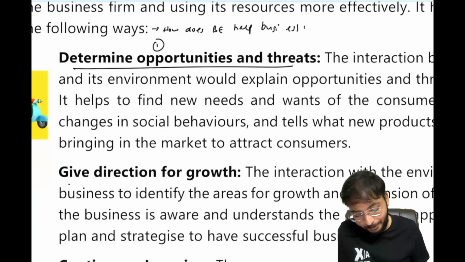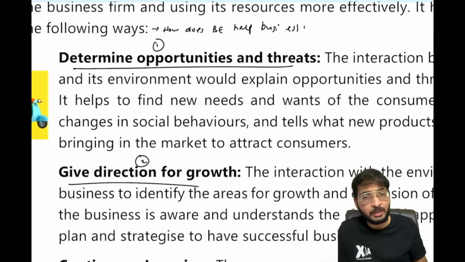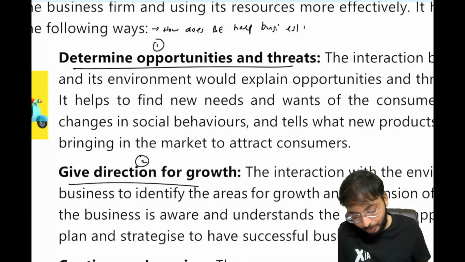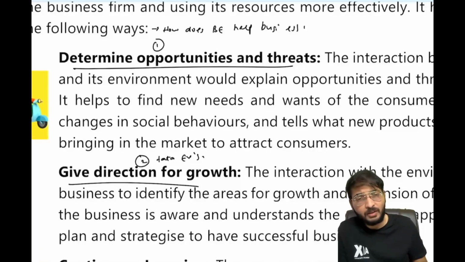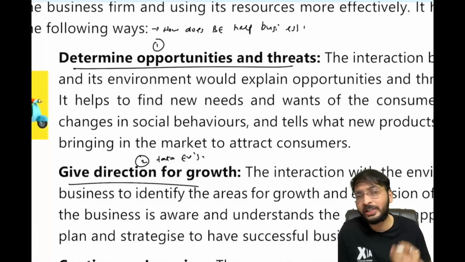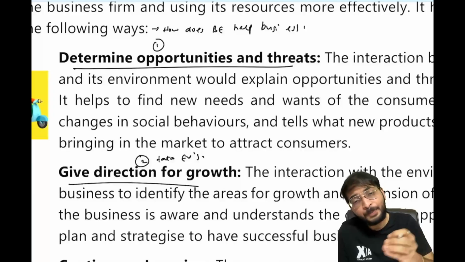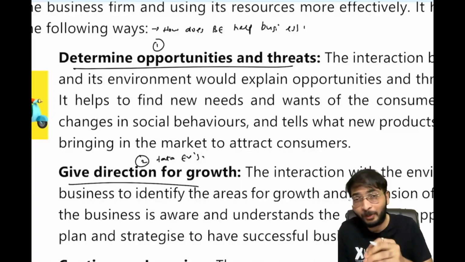Second, business environment helps in giving direction for growth. For example, Tata right now is concentrating more on EVs. Tata Nexon EV, Tata Harrier EV, Tata Tiago, they are coming up with EVs. Why EVs? They saw people slowly migrating from diesel and petrol to EVs. So what did the business environment do? It helped Tata grow in their business segment from fifth place in automobiles to number one place in EVs, right? It gives direction for growth.